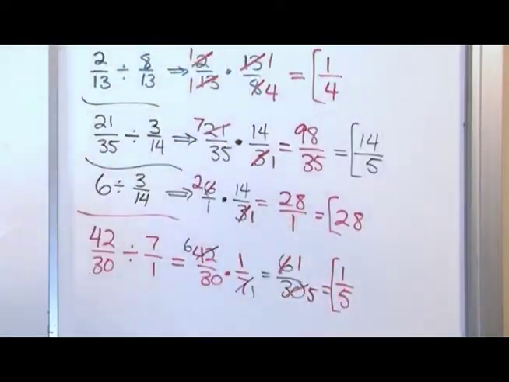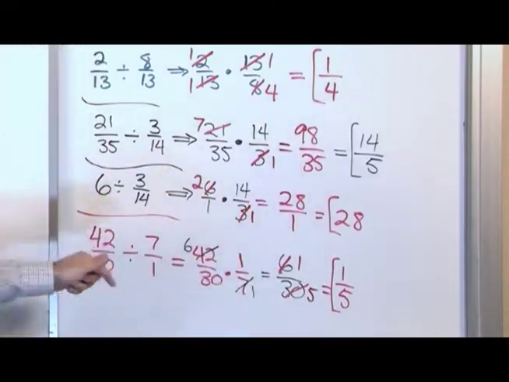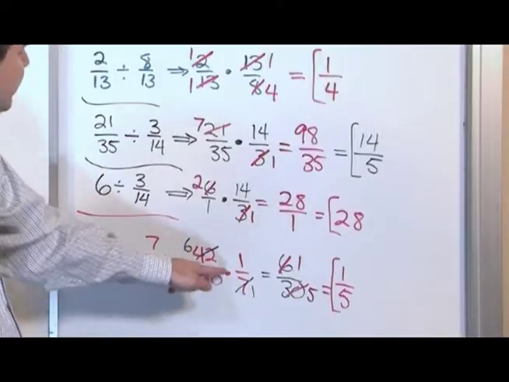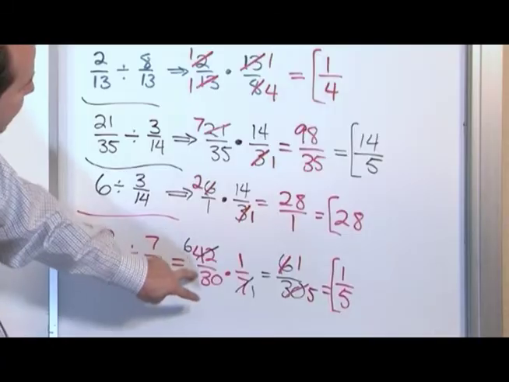Now how did we do that? Why did we not get the fully simplified answer when we did this? It's because we missed something here. We simplified the 7 and the 42 to give us the 6 and the 1, but I should have noticed right here, I have a 6 and a 30 here.